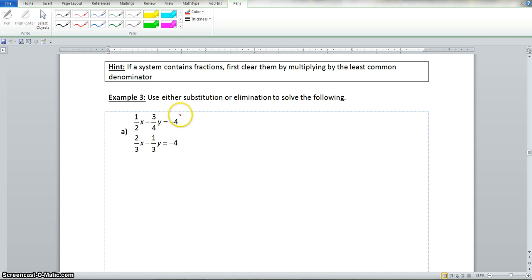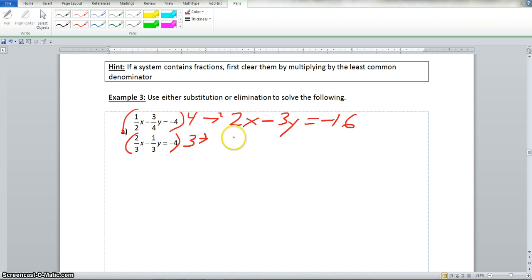The common denominator of 2 and 4 is 4, so we'll multiply everything by 4. And then the second equation, the common denominator of these 3's is just 3. So now, when we multiply everything by 4, this will give us 2x minus 3y is equal to negative 16. Now we multiply this whole equation by 3. This will give us 2x minus y equals negative 12. Now remember, you must multiply everything, each side of this equation by 3, each side of this equation by 4.